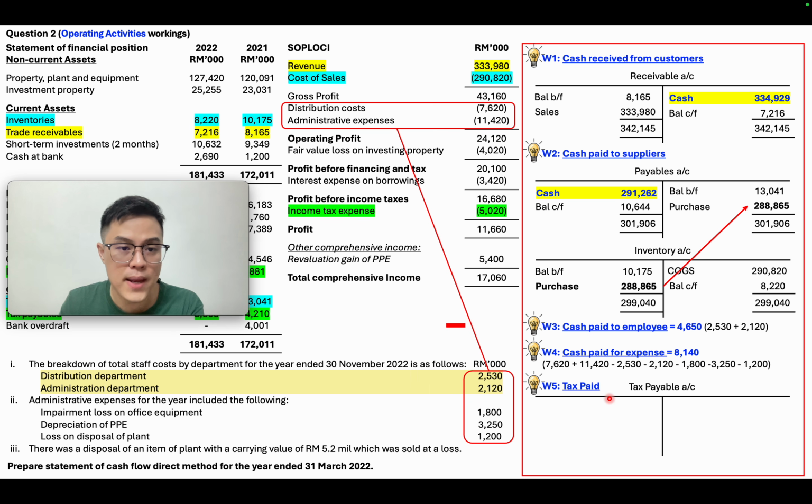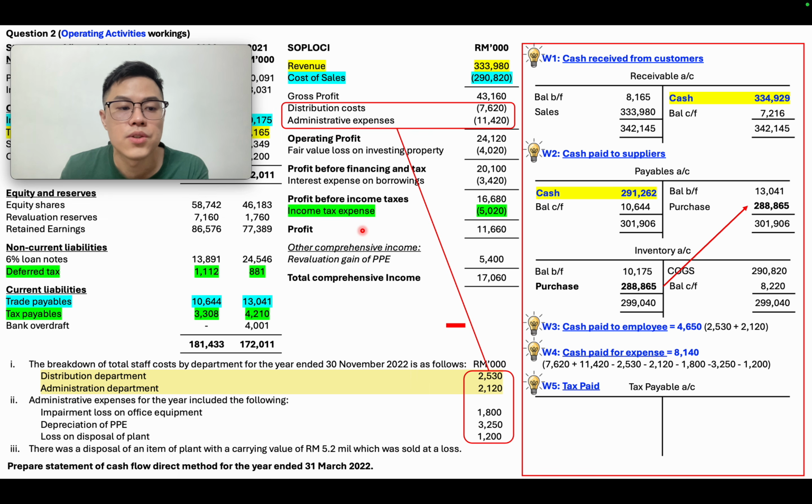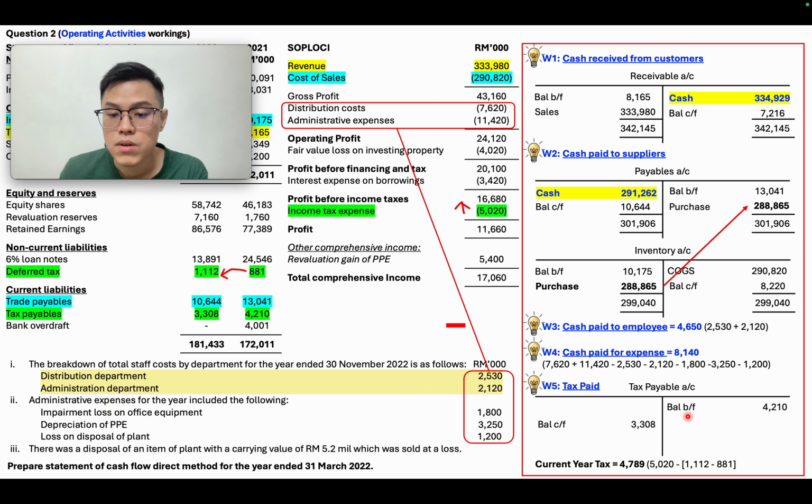And finally, tax paid. So tax paid will be like what we did just now in the indirect method. So our tax payable will be 4210, closing 3308. And we have our income tax expense 5020. You cannot put it directly in here because you have increase in deferred tax. In this case, it is increased. Just now it's reduced. Increase in deferred tax will increase your income tax expense. You need to remove it out.